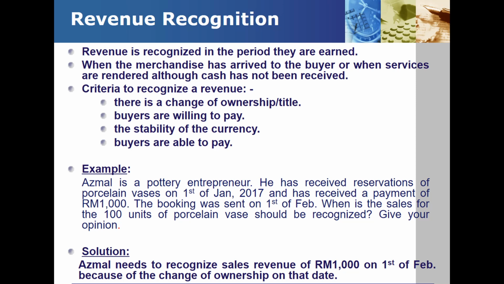Example: Ismail is a pottery entrepreneur. He has received reservations of porcelain vases on 1st of January, 2017 and has received a payment of RM1000. The booking was sent on 1st of February. When should the sales for the 100 units of porcelain vase be recognized? Give your opinion. Solution: Ismail needs to recognize sales revenue of RM1000 on 1st of February, because of the change of ownership on that date.